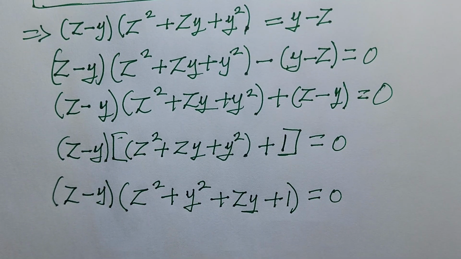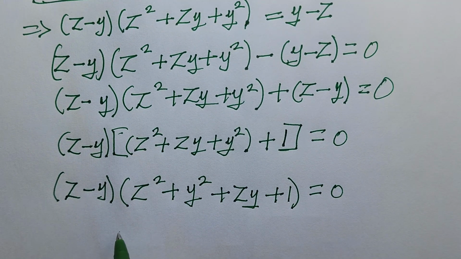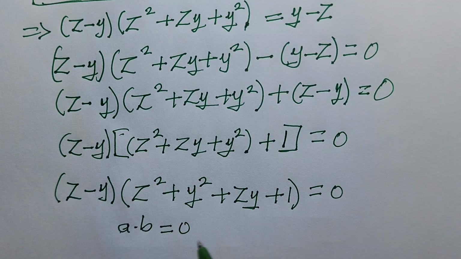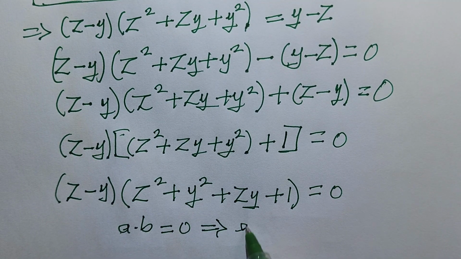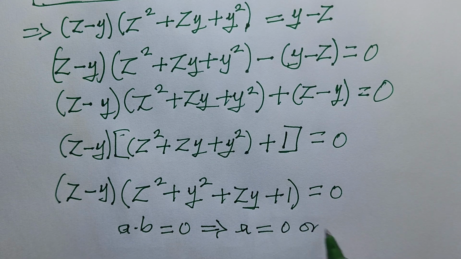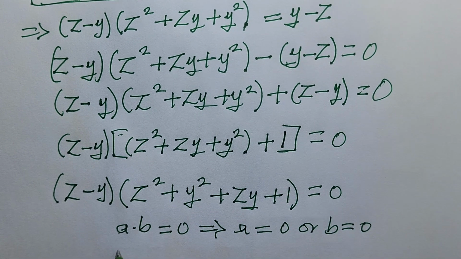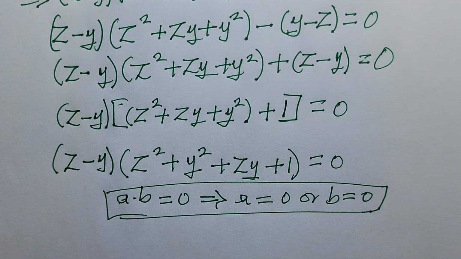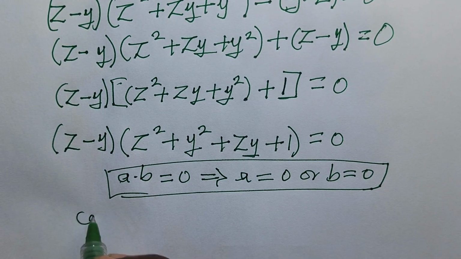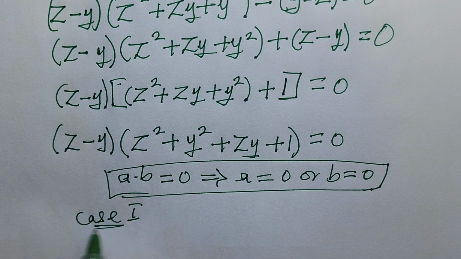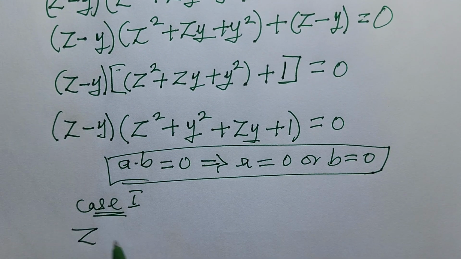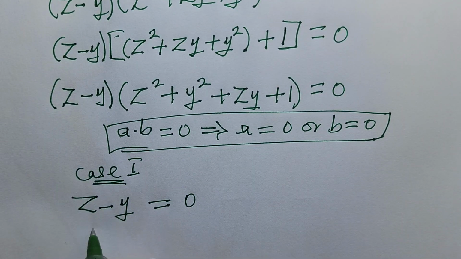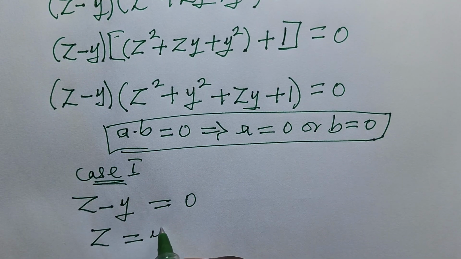Now, from this expression, we apply the zero product rule. We say that if you have A times B equal to 0, this implies that A is equal to 0 or B is equal to 0. So we're going to apply this rule to this expression. So here we're going to have case 1. From our case 1, we have z minus y equal to 0. So it also means that z is equal to y.